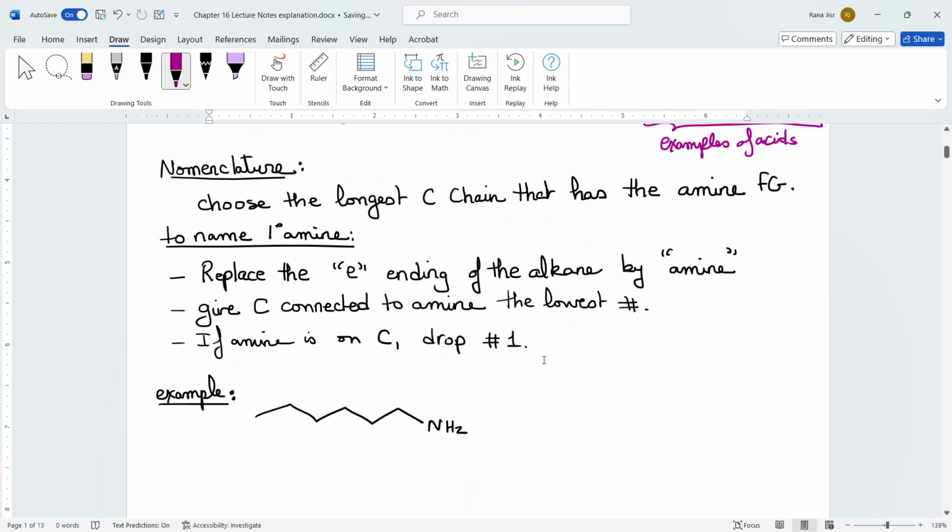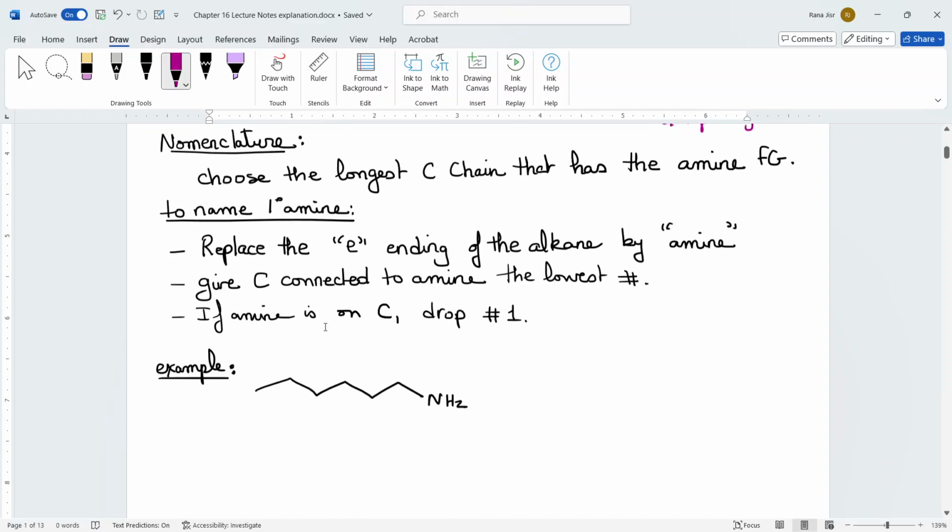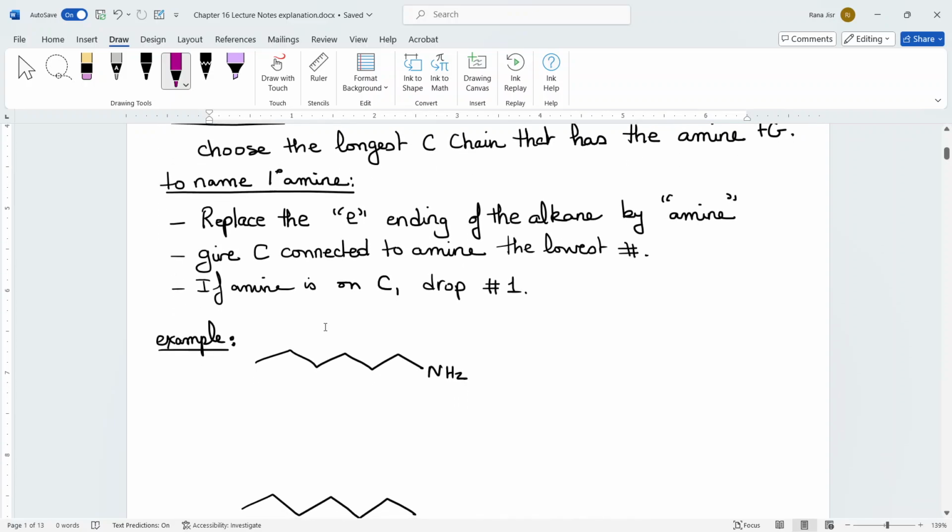Nomenclatures of amines, we do have primary, secondary, and tertiary amines. And each classification of amines has its own method of naming. So let's start with the simplest, which is the primary amine. The rules for nomenclature are kept always the same. So you always have to choose your functional group in there and see what type of functional group you have. Here we do have an amine functional group.